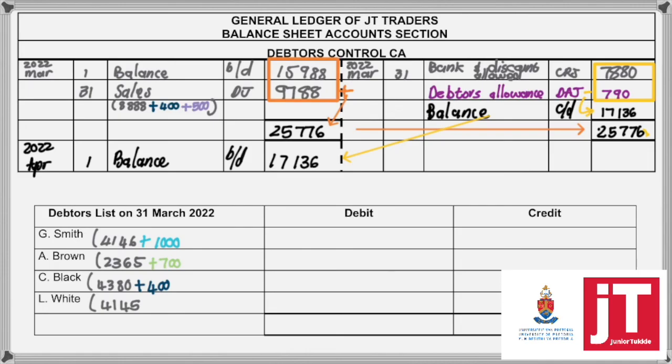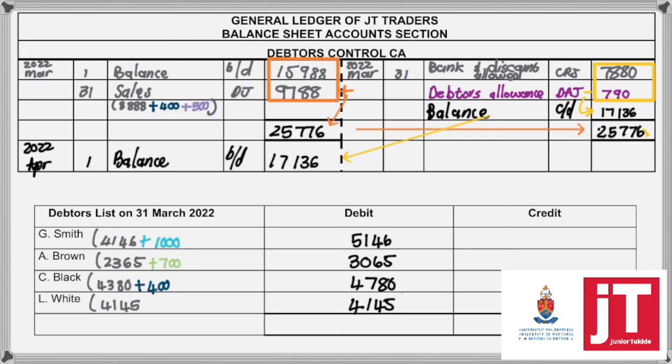And now what should we do? Are we done? No, we're not. We should total up the list as well. So each debtor, you just do your sum and you close brackets and you find the final answer. So 4,146 Rand plus 1,000 Rand gives us a final total for Smith of 5,146 Rand. And so you continue for each debtor and you find the new total.